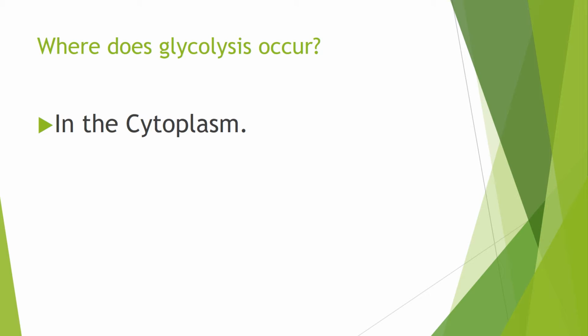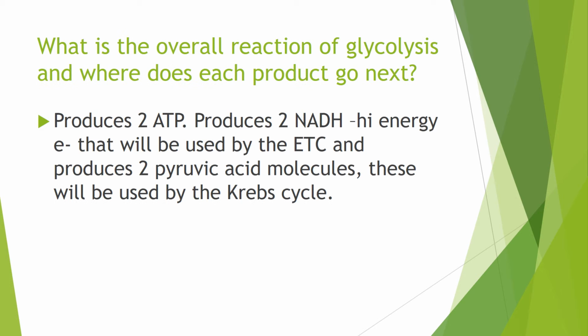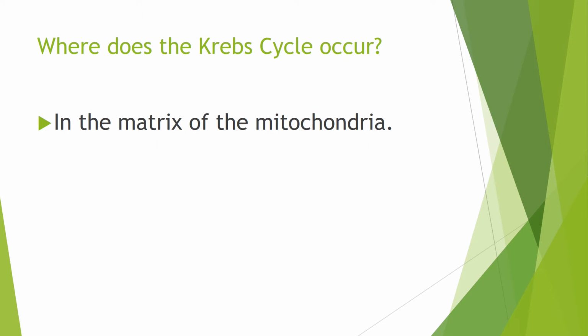Where does glycolysis occur? That is in the cytoplasm. What is the overall reaction of glycolysis, and where does each product go next? It produces 2 ATP, first of all, and produces 2 NADH, high energy electrons, that will be used by the electron transport chain, or ETC, and it produces 2 pyruvic acid molecules. These will be used by the Krebs cycle.